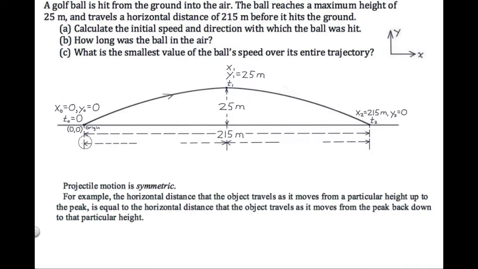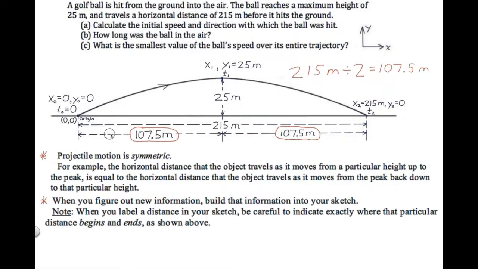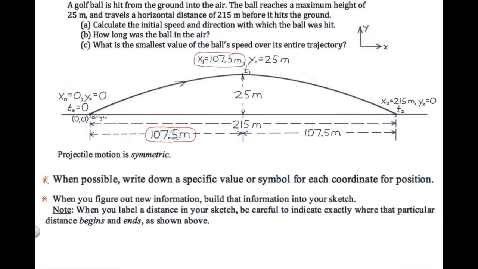That means that the distance from here to here must be half of 215 meters. So this distance is 107.5 meters, and this distance is also 107.5 meters. This tells us that x1 equals 107.5 meters. Remember, when you figure out new information, build that information into your sketch.